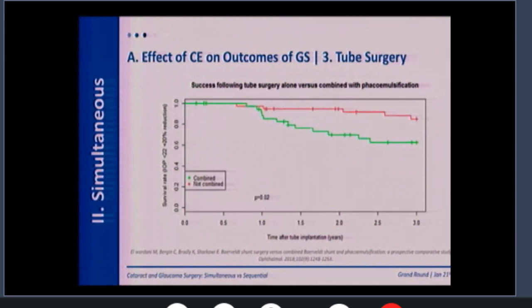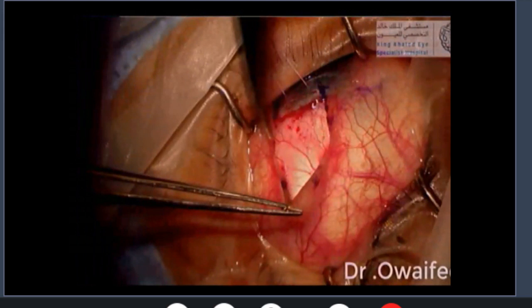The patients in this group were younger than this group, and age itself might play a role in success rate. So although the evidence suggests that it might make a difference in terms of success when we compare tube versus phaco tube, we still need more data to actually ascertain that finding.